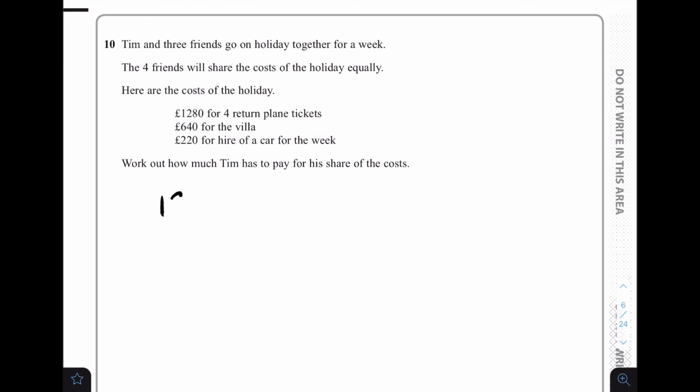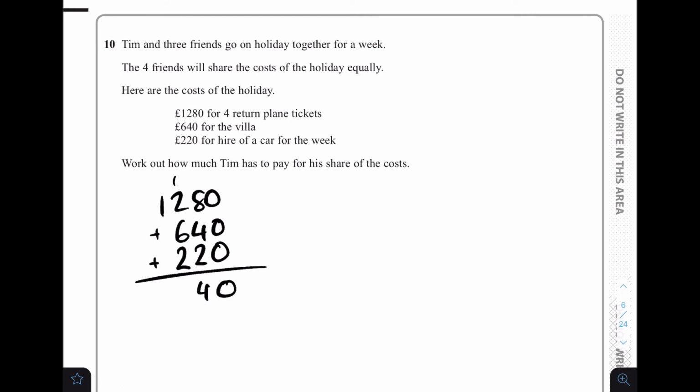So if we just do a simple addition here, 640 and 220, so just adding across. 0 plus 0 plus 0 is 0, 8 plus 4 is 12, plus 2 is 14. Carry the 1 over because we can't write the 1 at the bottom yet. So 2 plus 6 plus 2 is 10, plus the 1 that we carried over is 11, and then carry 1 over, and then 1 plus 1 is 2. So the total cost of the holiday, if no one was to split anything, would be 2,140.